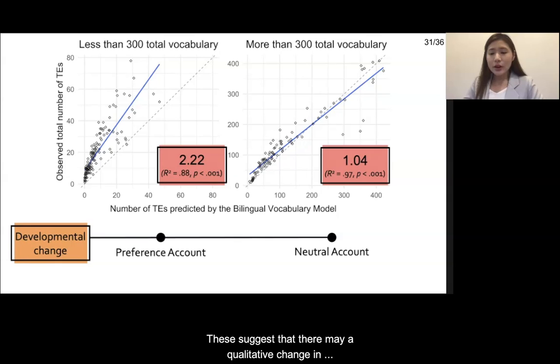These suggest that there may be a qualitative change in translation equivalent learning from the preference account to the neutral account as bilingual infants develop and learn more words. We can't quite explain why these qualitative shifts happen, and if you have any insight, we would love to hear that. And we look forward to having a discussion at the Q&A.